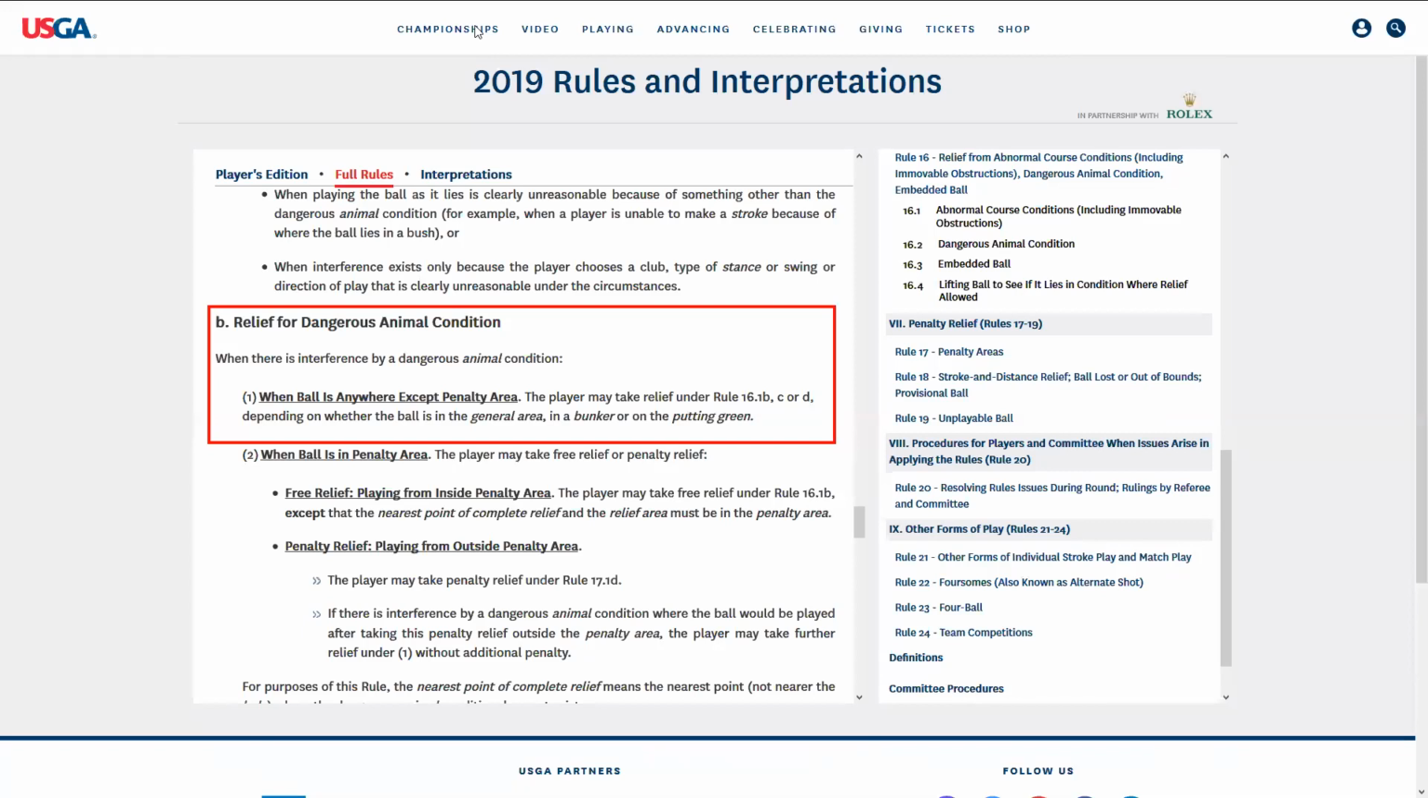What does it mean, the nearest point of relief? Well, if you skip down about five lines or so, it says for purposes of this rule, the nearest point of complete relief means the nearest point, not nearer the hole, where the dangerous animal condition does not exist. Obviously, that's subjective, but if you've got an alligator, you may want to err on the side of giving a little bit extra rather than a little bit less, because it's the nearest point of complete relief where the dangerous animal condition is no longer dangerous.